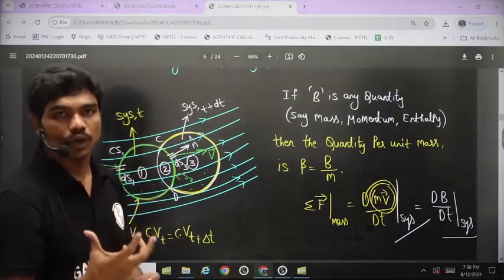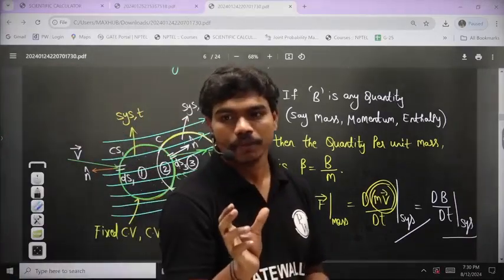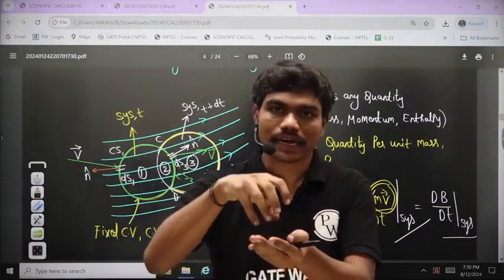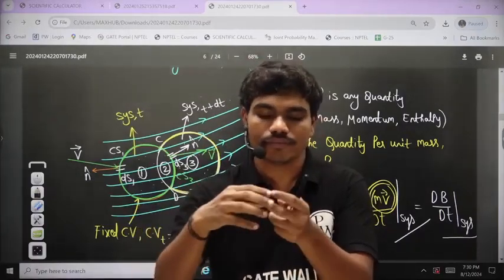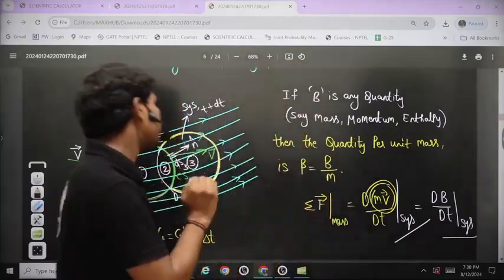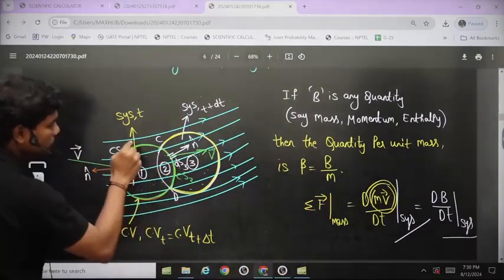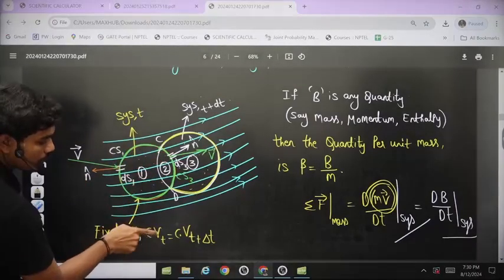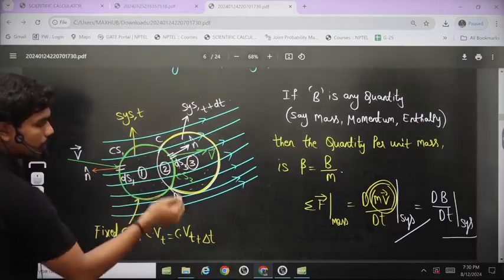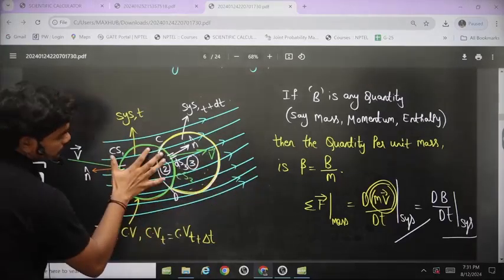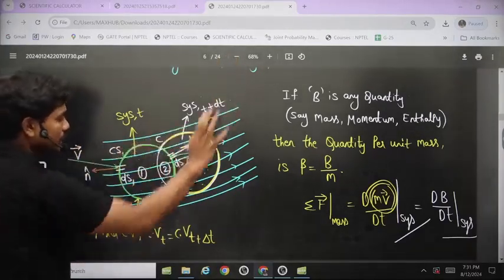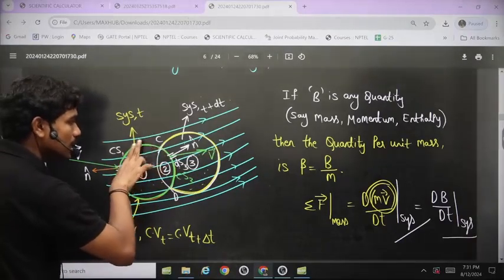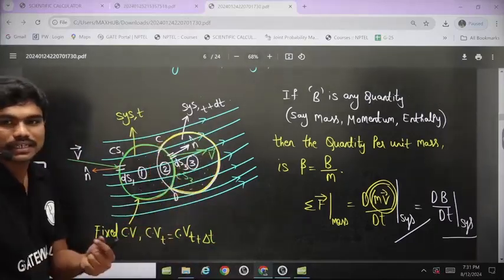System is always defined by a set of particles. When I call something a system, I mean I have placed some particles, and those particles will not leave the definition of the system. But the control volume has some particles at time t. When time progresses to t plus delta t, these particles will move out because there is flow happening.